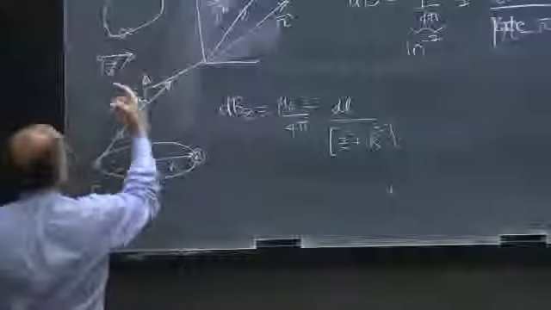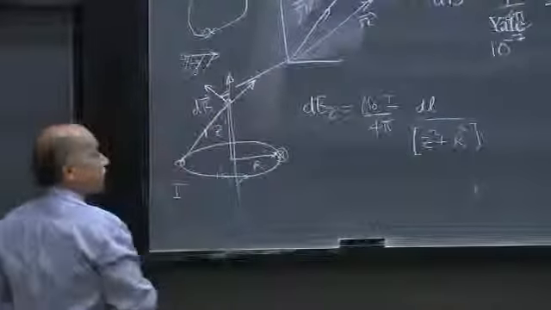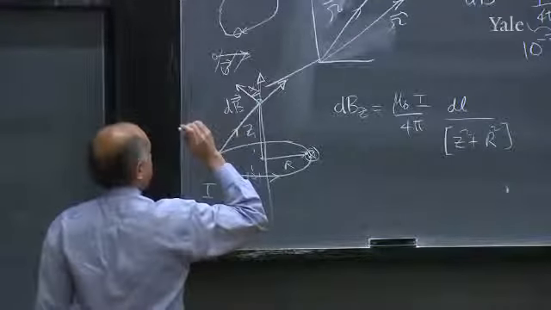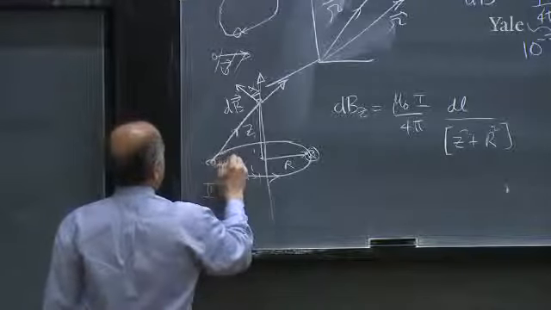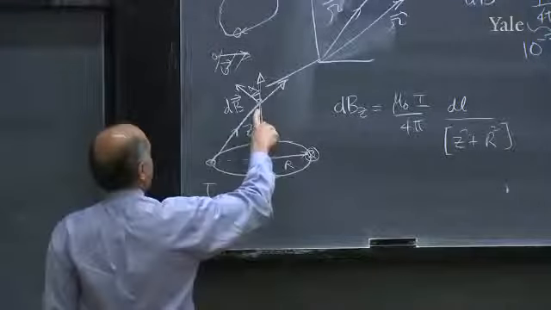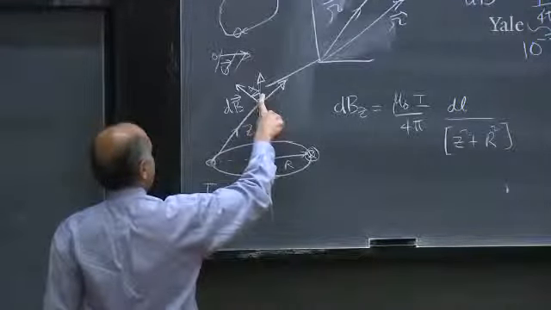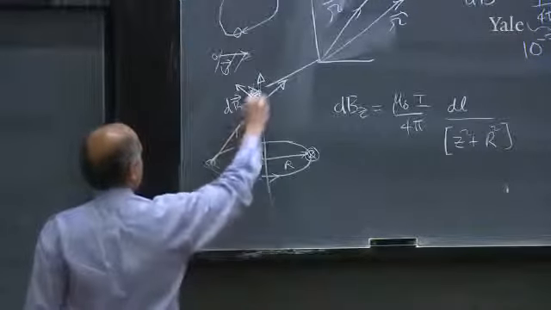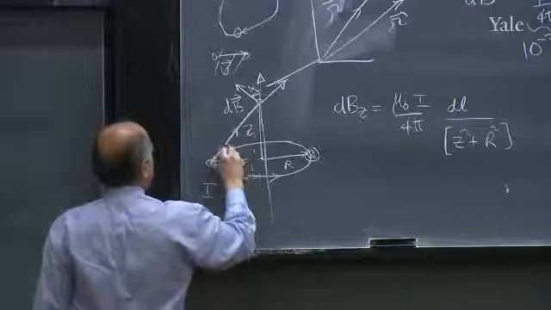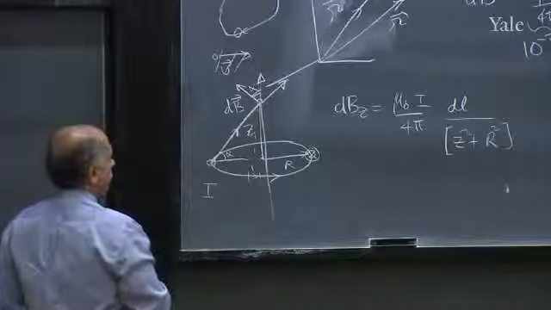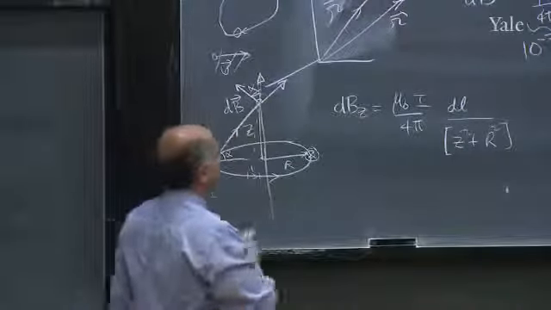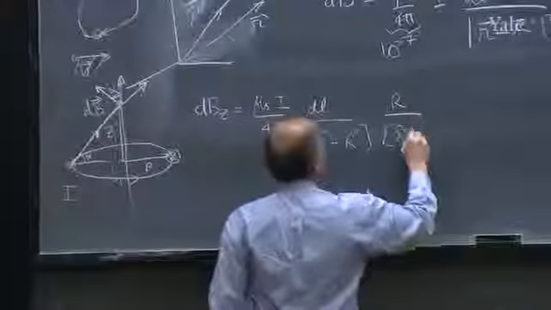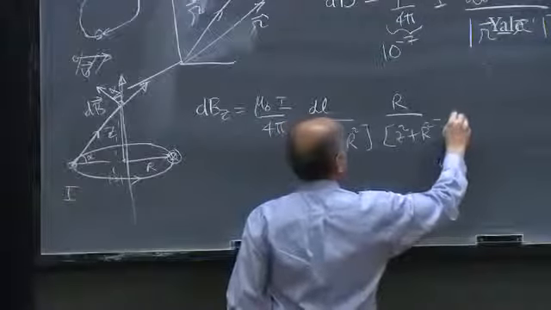Well, now that'll give you this part, but I want that part. So that's cosine of this angle alpha. Now let's see where I can get the same cosine. The angle between two lines is the same as the angle between the perpendiculars. So that guy is perpendicular to this guy is perpendicular to that guy, so that will also be alpha. And cosine alpha will be r divided by (z squared plus r squared) to the 1/2.